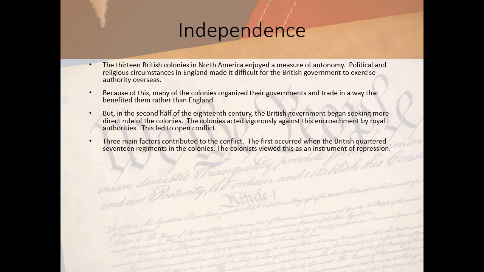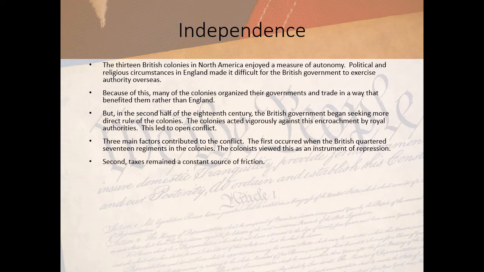Three main factors contributed to the conflict. The first occurred when the British quartered 17 regiments in the colonies. The colonists viewed this as an instrument of repression. The British government would say, well, we're sending those troops over for your protection, possibly even citing the Indians. Well, at this point, the Indians weren't a problem. They weren't going to be coming in and attacking. There wasn't going to be a big issue with them. So the colonists weren't stupid. They realized what this was about. It was an occupying force that was coming in to make sure that British rule was going to be followed. And so they certainly did not like that one bit.